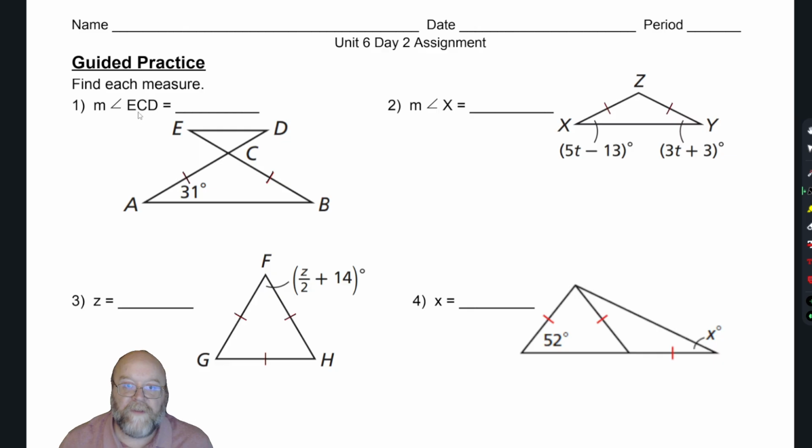Okay, the measurement of ECD. So here's ECD. ECD. That's going to be this angle. I like to kind of mark my angle with an arc and then just kind of call it X. That's the one I'm looking for. Okay, how would I get up here? Well, any ideas?